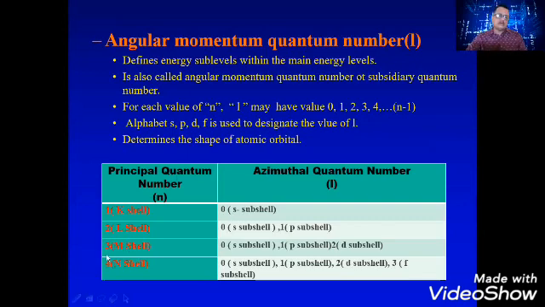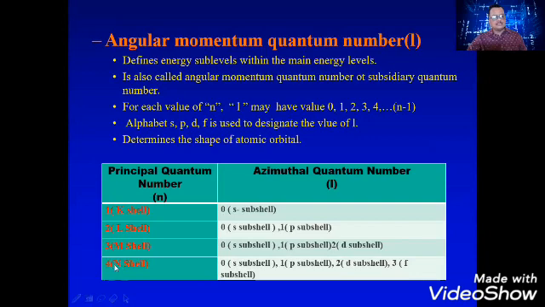Then when N is equal to 3, it is the M shell, and for N equal to 3, L will have value 0, 1 and 2. Maximum value of L is N minus 1, so when N is equal to 3, the maximum value is 3 minus 1, that is 2. L equal to 0, S subshell, L equal to 1, P subshell, L equal to 2, D subshell. So M shell has only S, P and D subshells, which are represented as 3S, 3P and 3D. There will be no 3F subshell.